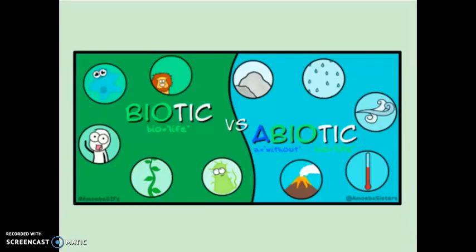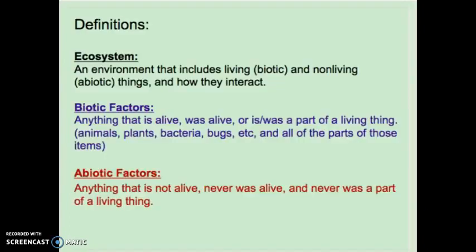Okay, as we've been talking about ecosystems, we know that there are some living and non-living things that exist in each. So we're going to focus today on what those are and the scientific terms for them. The biotic factors in an ecosystem are anything that is alive, or is or was a part of something that was a living thing. So this can include animals, plants, bacteria, bugs, and all of the parts of those items.